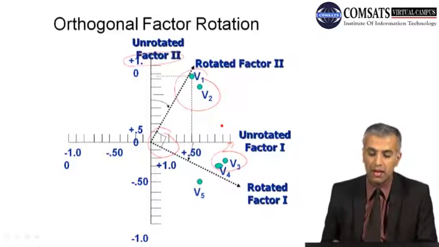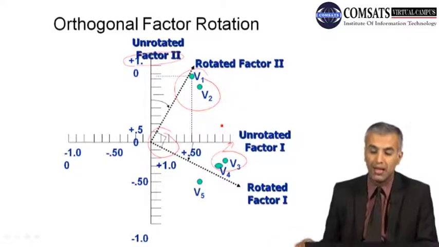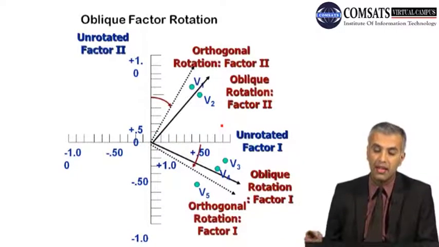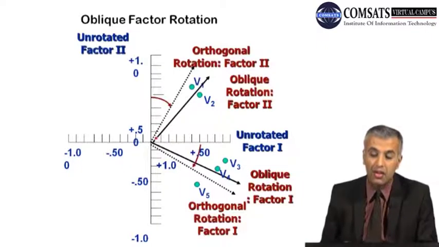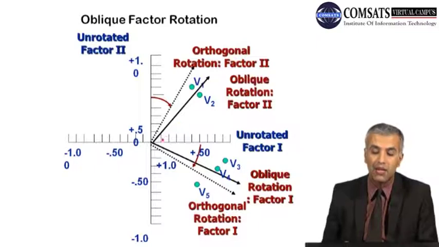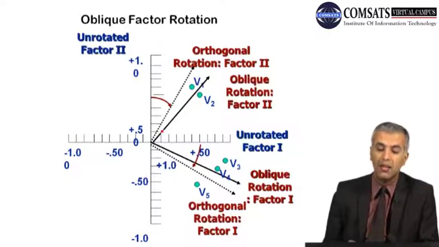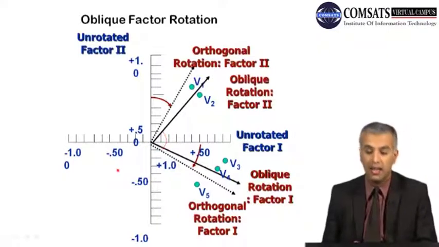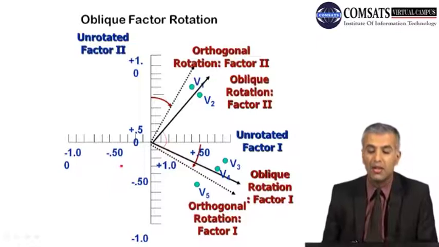Let's have a look at the next one. This is the oblique factor rotation. Here the difference is a bit evident, because unlike the previous method, the two axes have been rotated, but there is no 90-degree angle existing between the two axes.